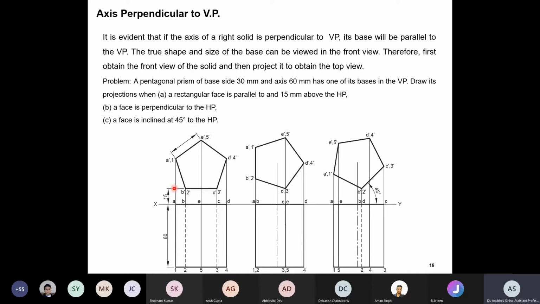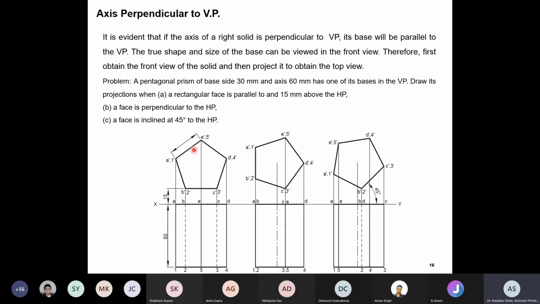Once we have made this polygon, we'll take the projectors to the XY axis, and in the XY axis, we know it is a right prism. This axis will be perpendicular to the base, and the height is given. Axis is 60 mm. So from here, draw 60 mm. You have 0.5. Draw a straight line and take projections from D2 4, A2 1, and like that.